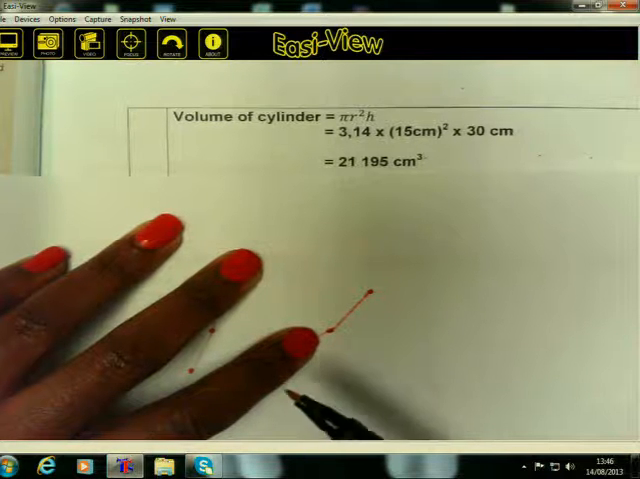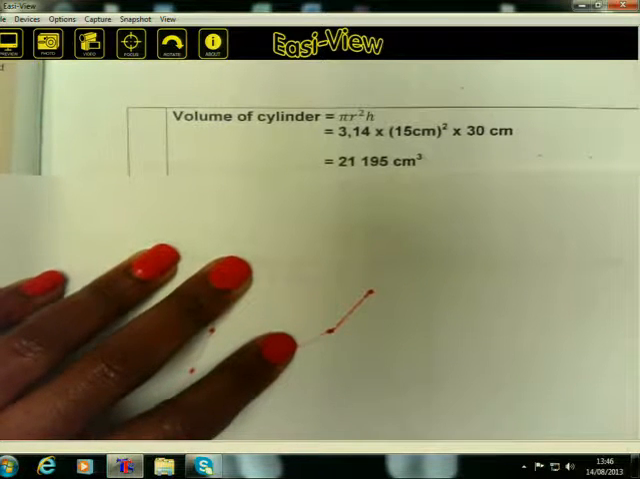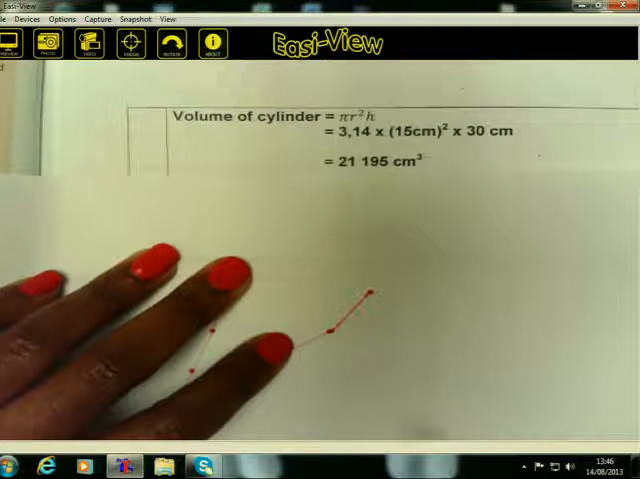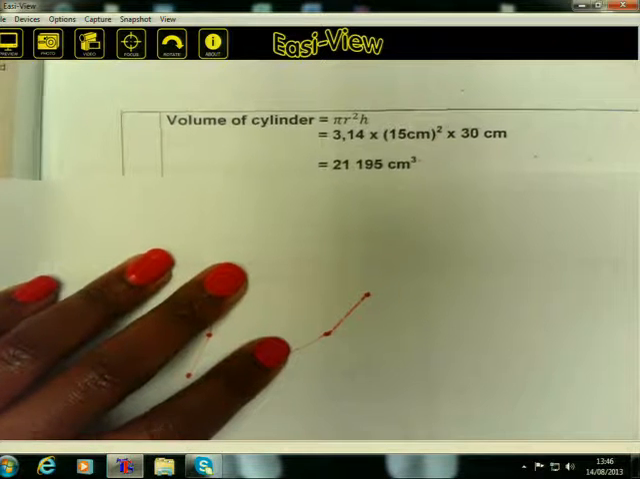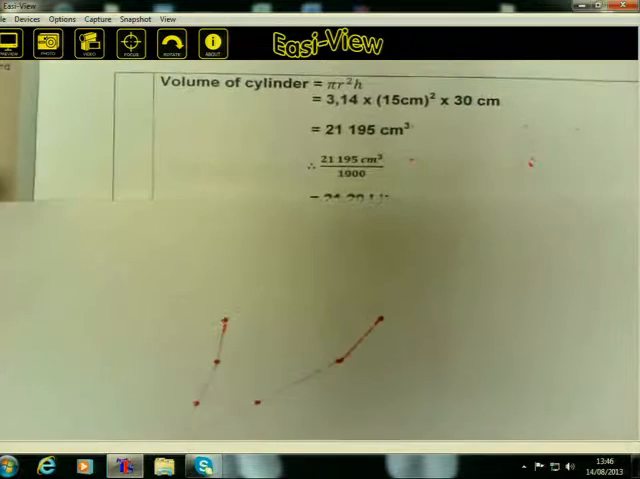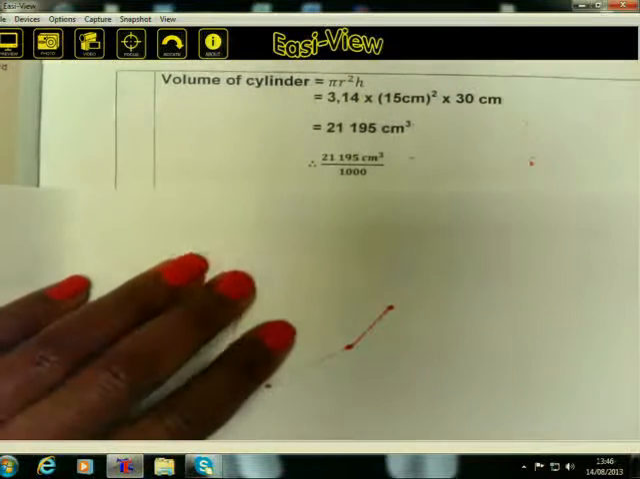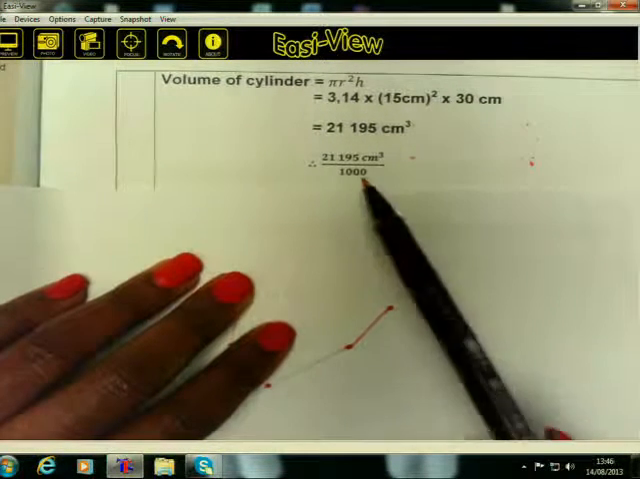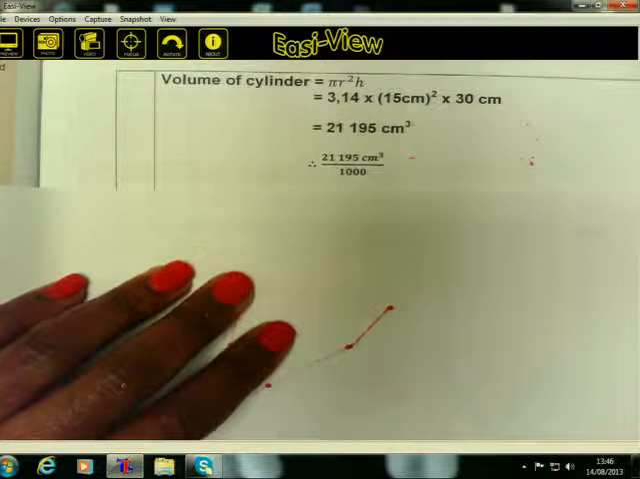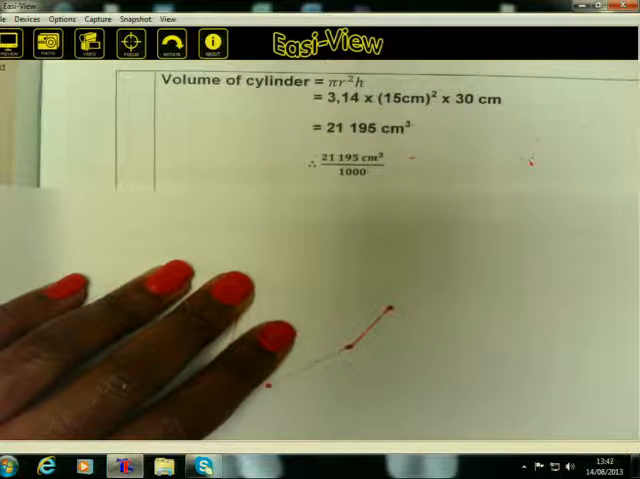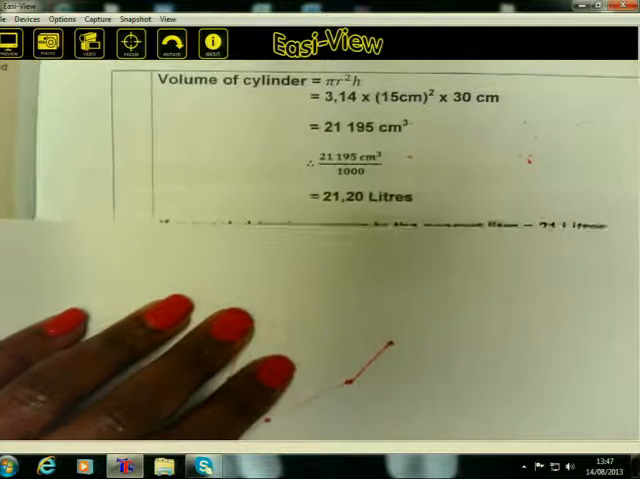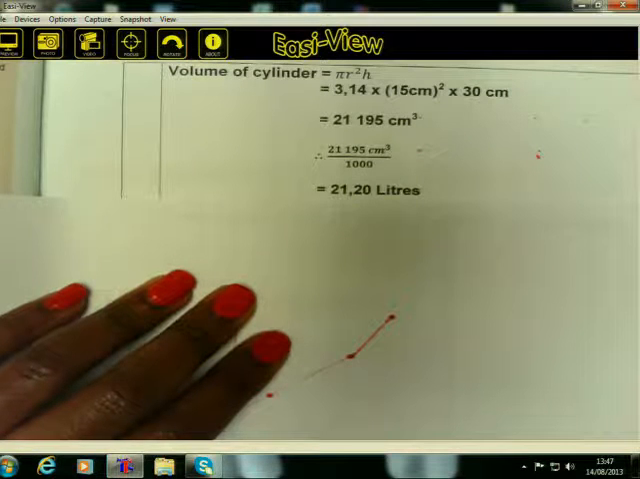Remember the question said we must give the volume in liters. And I said to you, 1,000 cubic centimeters is equal to 1 liter. Now, we convert the cubic centimeters to liters. We divide 21,195 cubic centimeters by 1,000 to convert the cubic centimeters into liters. And now we have 21.20 liters. I hope you got that answer.